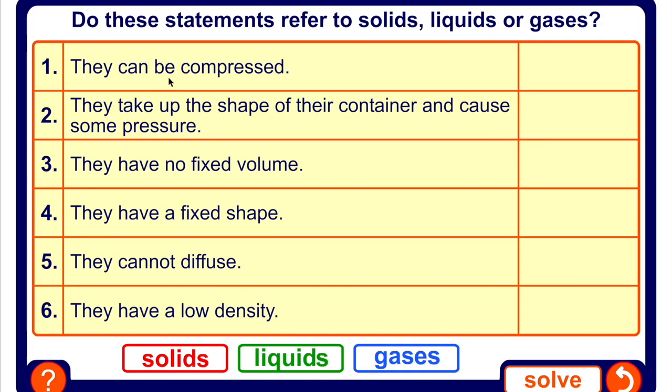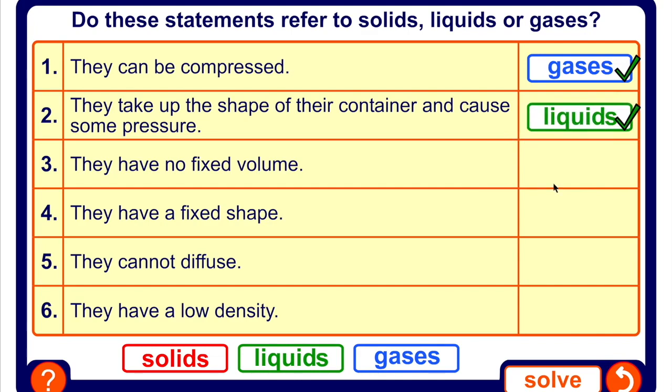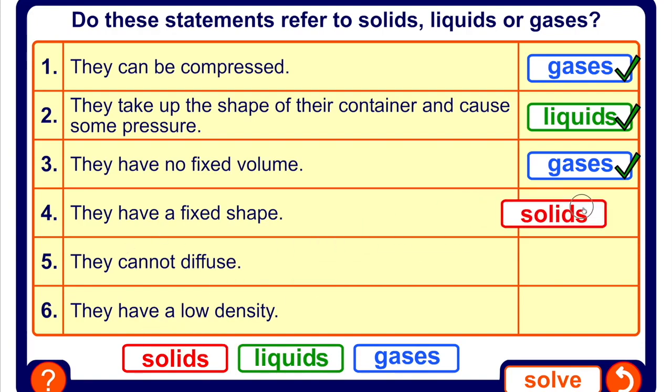So they can be compressed, therefore it's going to have to be gases. It's gas here. They take up the shape of their container and cause some pressure. Since they've said they just cause little pressure, then I choose liquids, because gases can exert way more pressure. We're going to get to pressure later on in this lesson. They have no fixed volume, so that's only for gases. Gases change their shape and volume. The only one that has a fixed shape is solids.